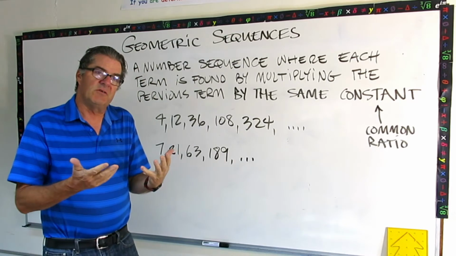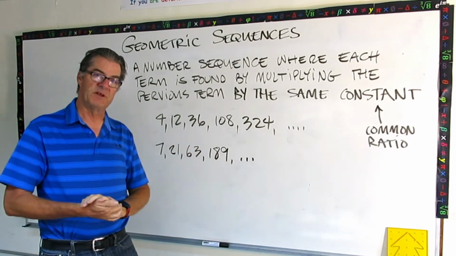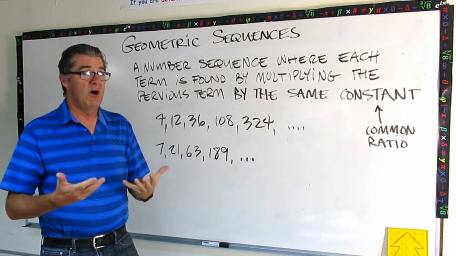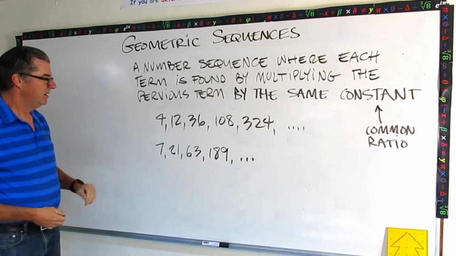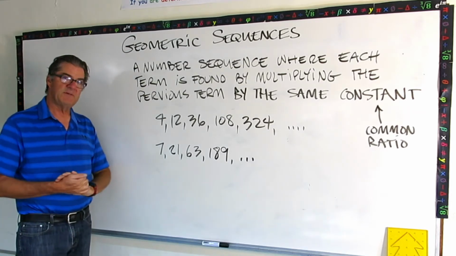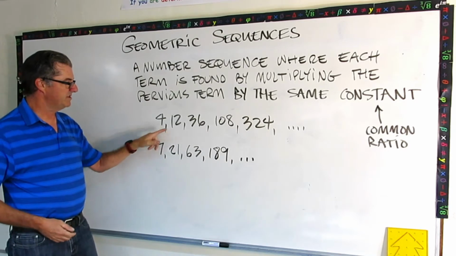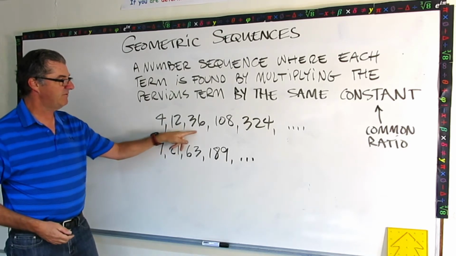In the numeric sequence, we added or subtracted a fixed number from the previous term. This time we're just multiplying by a fixed number. So check this out. Here's a sequence. See if you can tell me what the common ratio is. What do we do to this term to get that one, then to this to get that one, and so on.